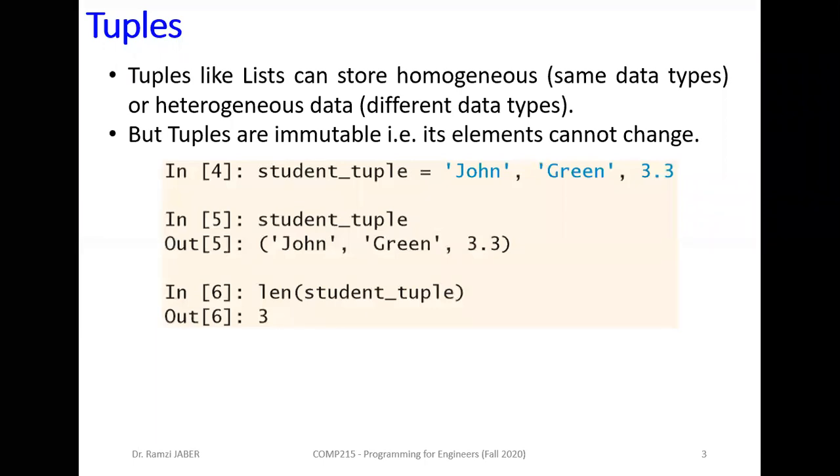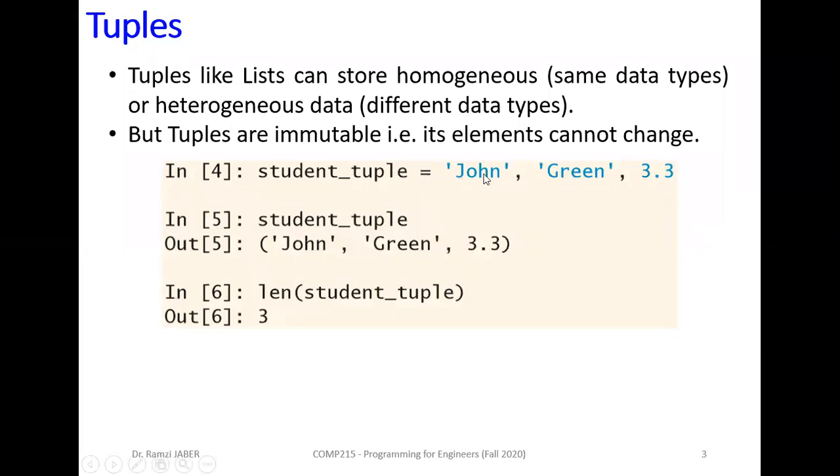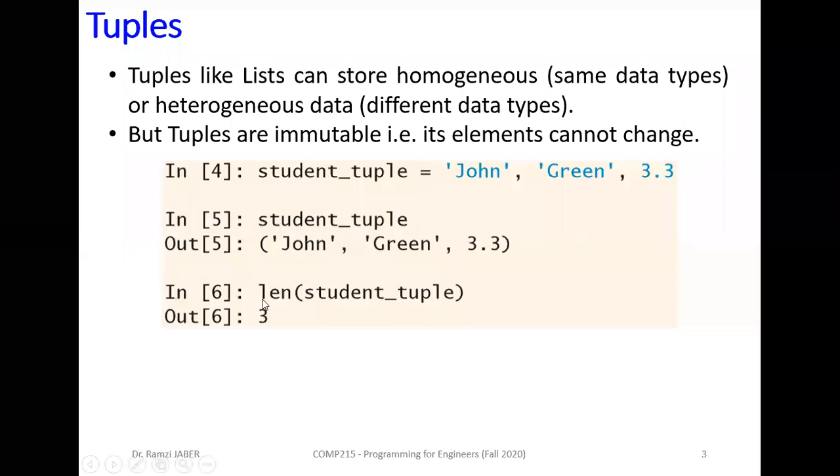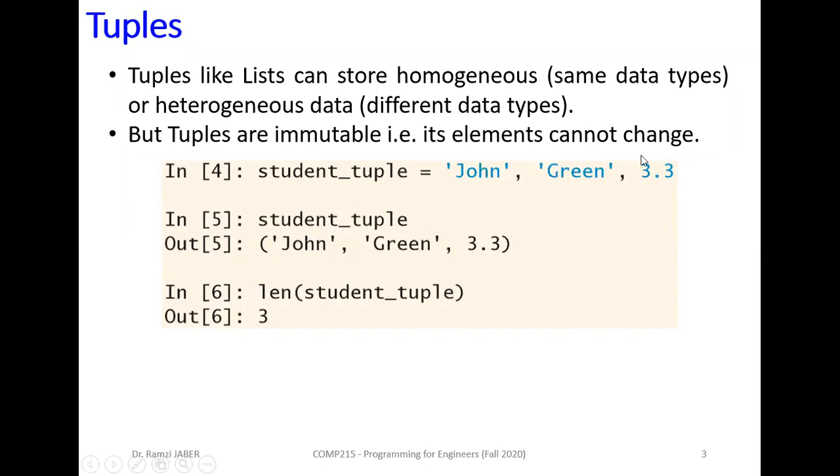Example here. We can define a tuple by any name you want, equal first string, comma, second string, comma, float number, comma, integer number, whatever you want. When you call the tuple, here we have a tuple, even though we don't have parentheses or brackets. The parentheses are optional. So when you call this tuple, it gives us the tuple between parentheses. Also, we can call the length of the tuple, which gives us three. We have three elements here, okay?